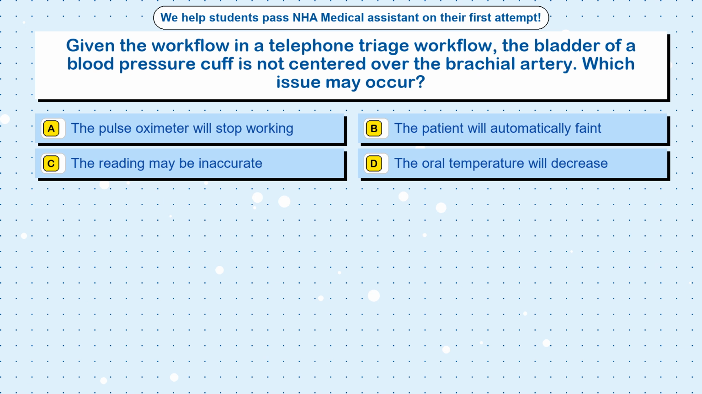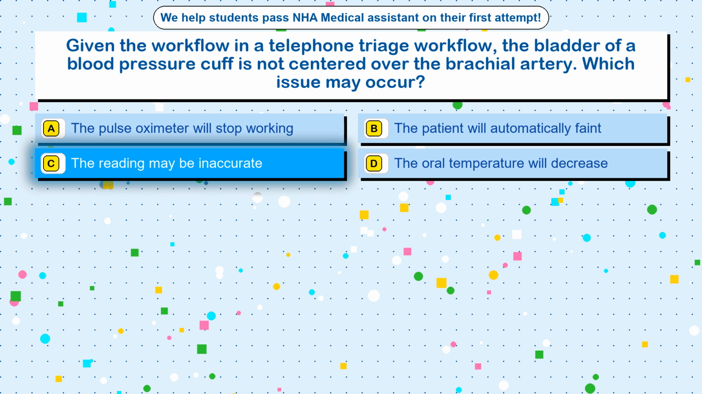Question 68. Given the workflow in a telephone triage workflow, the bladder of a blood pressure cuff is not centered over the brachial artery. Which issue may occur? Option A. The pulse oximeter will stop working. Option B. The patient will automatically faint. Option C. The reading may be inaccurate. Option D. The oral temperature will decrease. The correct answer is option C.